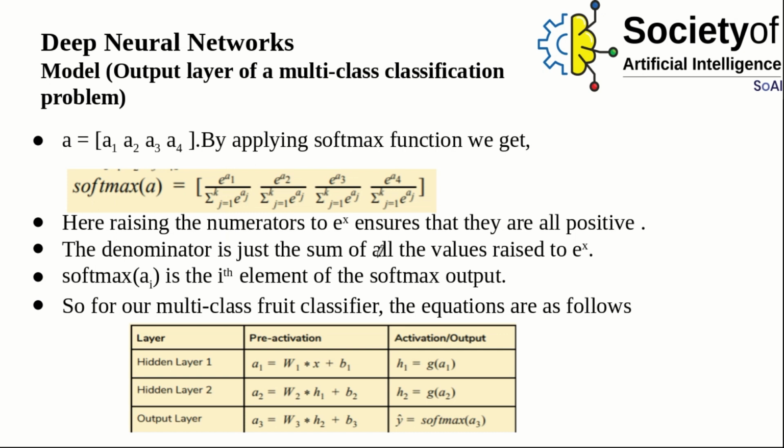The denominator is just the sum of all the values raised to e to the power x. The softmax of A at i is the ith element of the softmax output. So, for our multi-class fruit classifier, the equations are as follows. For hidden layer 1 it is A1, for hidden layer 2 it is A2, and for the output layer it is defined as A3, where the output for the first hidden layer is H1, it is H2 for the second hidden layer, and the output layer is y cap, equal to softmax of A3.